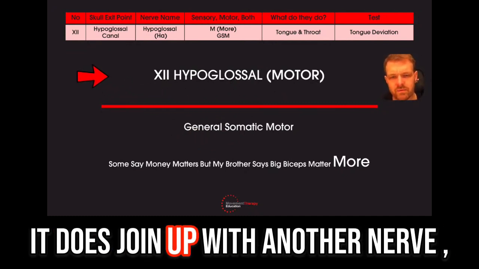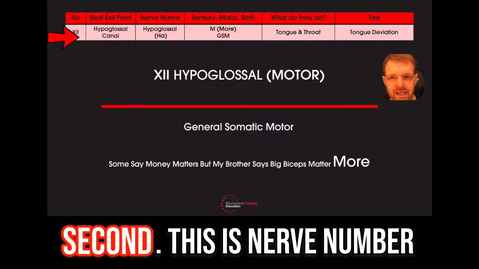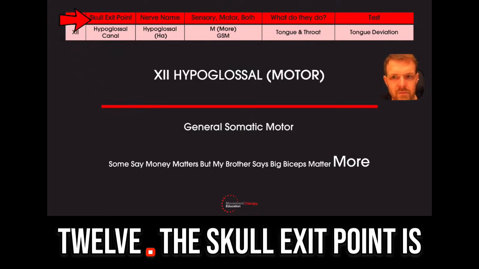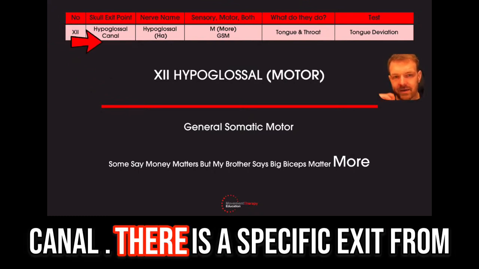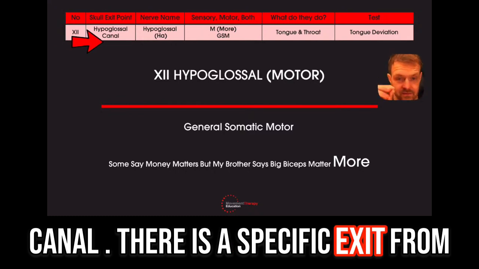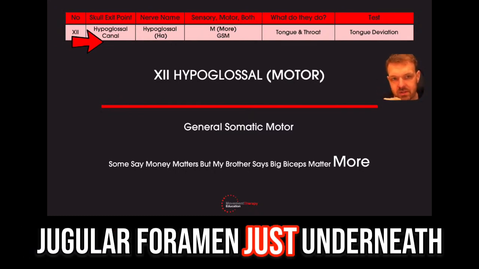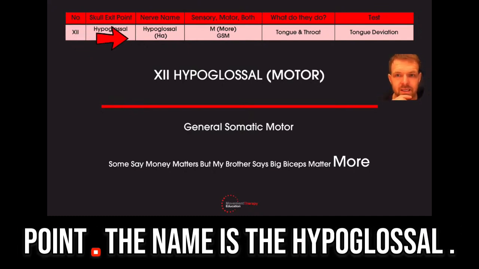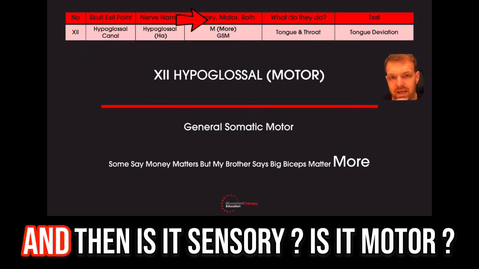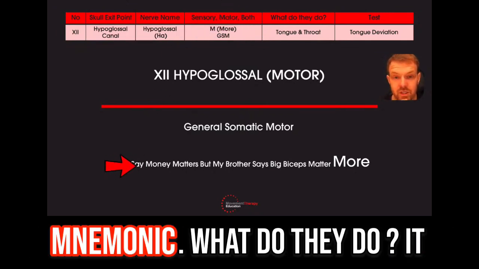It does join up with another nerve, another strand, to form a loop. We'll have a look at that in a second. This is nerve number 12. The skull exit point is something called the hypoglossal canal. There is a specific exit from the skull that is very close to the jugular foramen, just underneath it, and that is where this nerve comes through. It's got its own exit point. The name is the hypoglossal, and then is it sensory, is it motor, is it both? It's motor. That's the mnemonic.